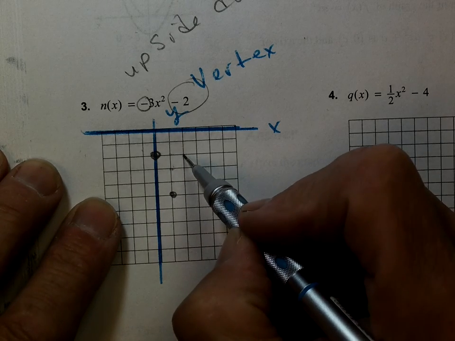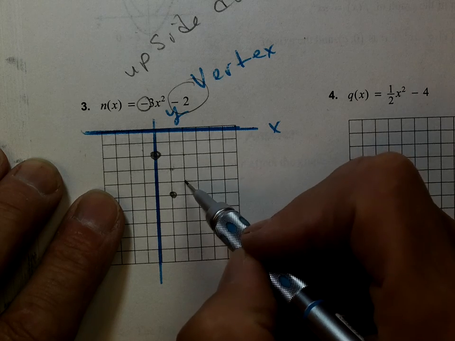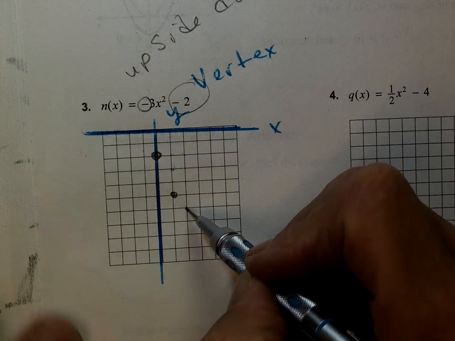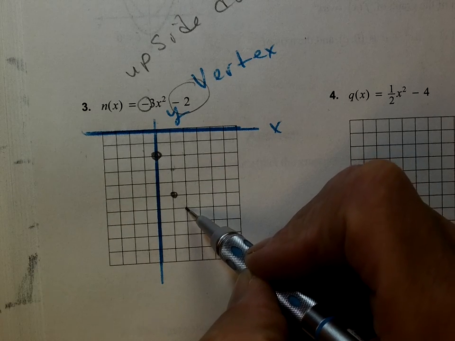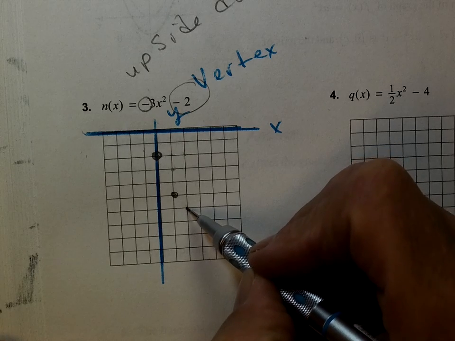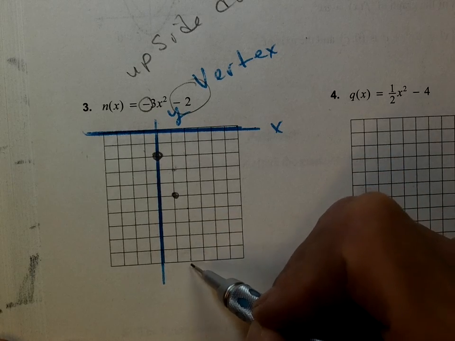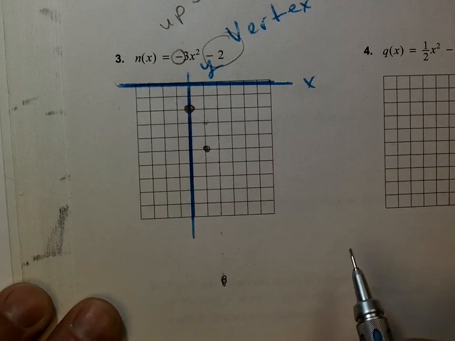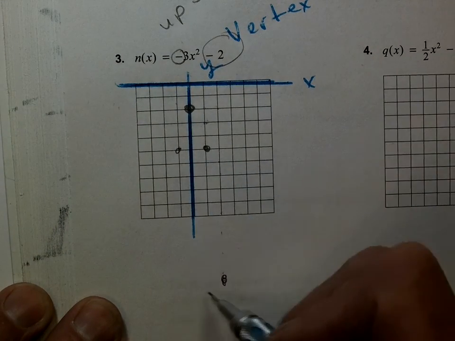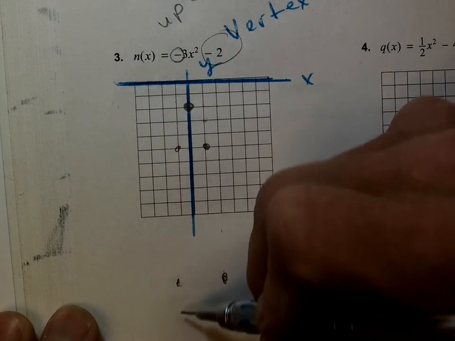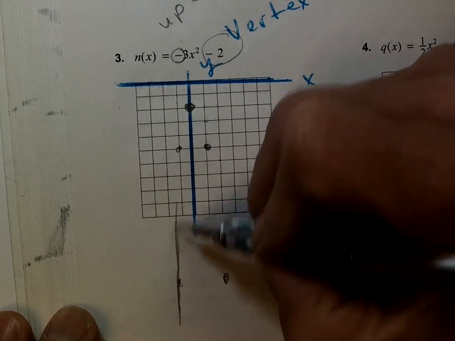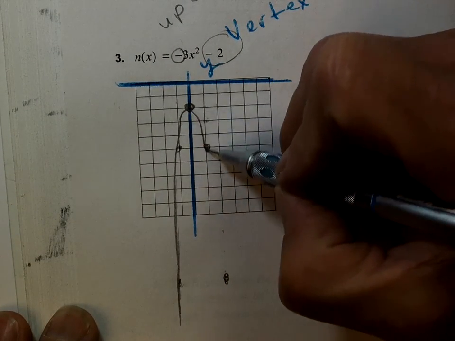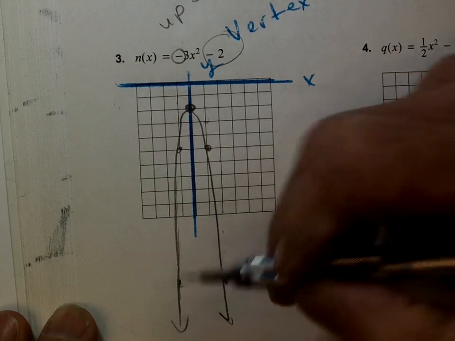If I go 2, 4, I'd go 2 and down 1, 2, 3, 4, but I've got to go all the way down 3 times to 12. 4, 5, 6, 7, 8, 9, 10, 11, 12. Maybe right about there, okay? So we know it's symmetrical, so we get the points on this side. It's super skinny and tall in the upside down fashion.